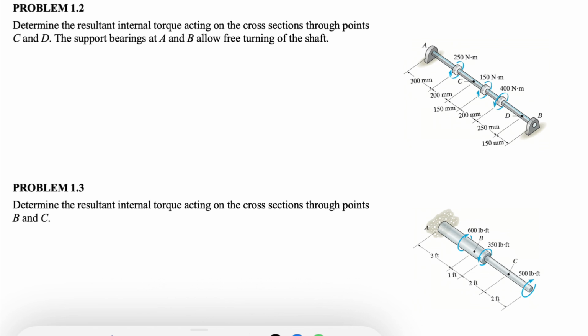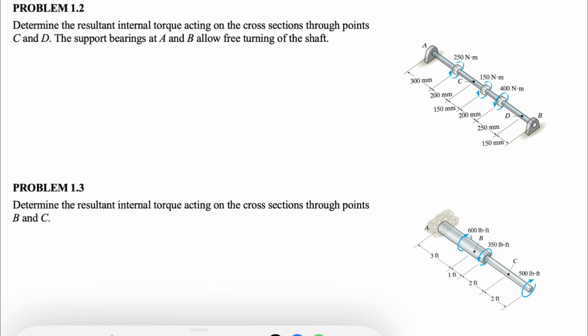And in the first one, we need to determine the resultant internal torque acting on the cross sections through points C and D. And we know the two supports that we have at point A and B allow free turning of the shafts, meaning we won't have any moment at point A and B.